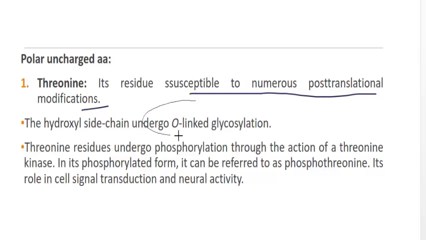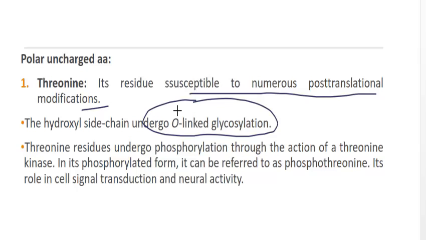So threonine residue undergoes phosphorylation through the action of threonine kinase. Phosphorylation is a very important activity in the modification of various proteins, in the functional modification of proteins. In its phosphorylated form, it is referred to as phosphothreonine. It has a vital role in cell signaling and neural activity.